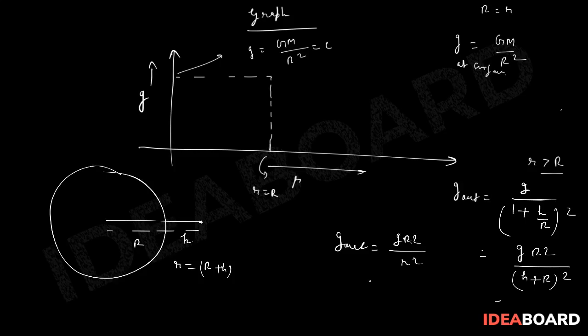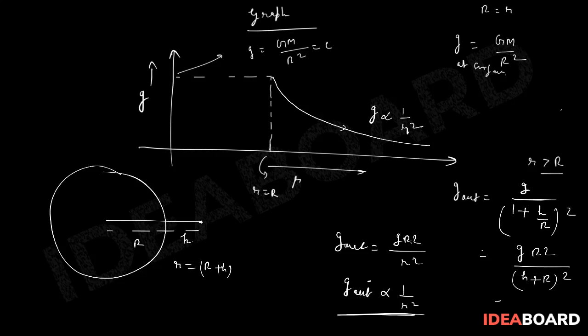This r is constant, so we can say that g out is inversely proportional to the distance square, right? That means this graph will be like this: g proportional to 1 upon r square.